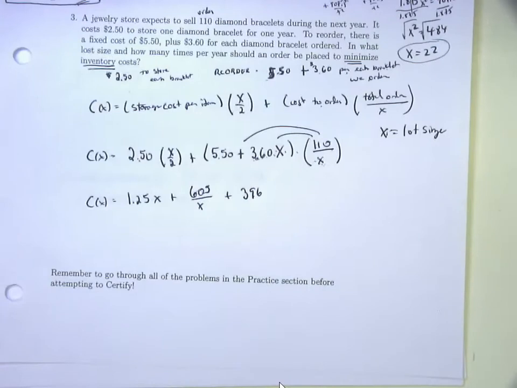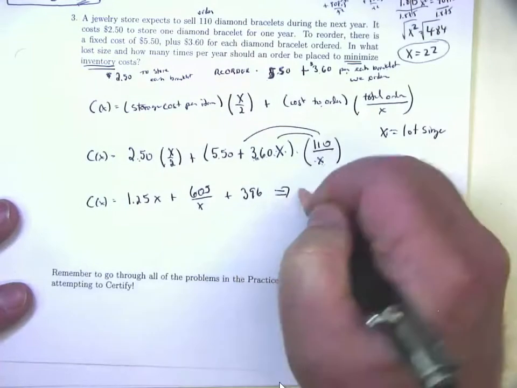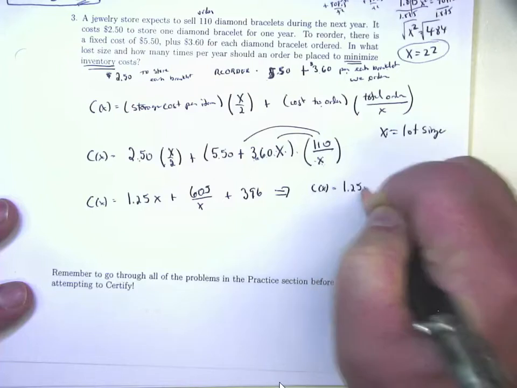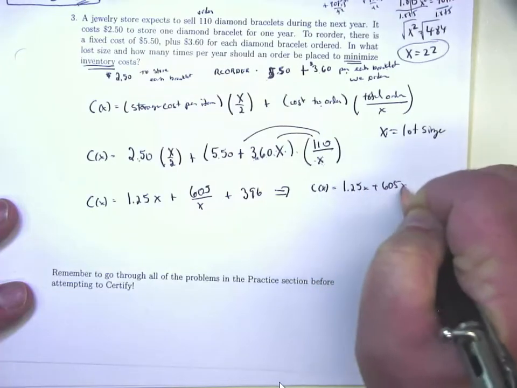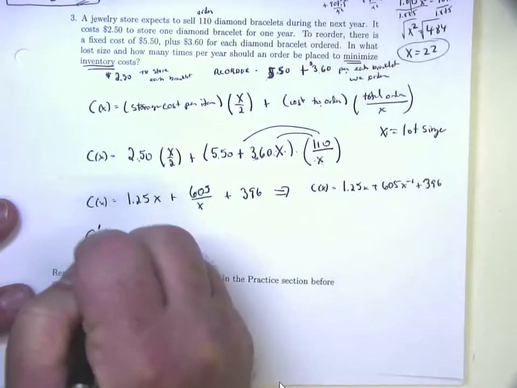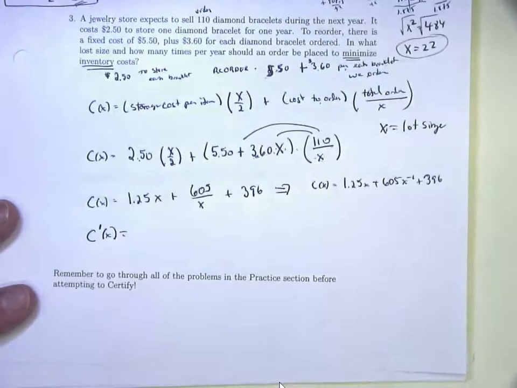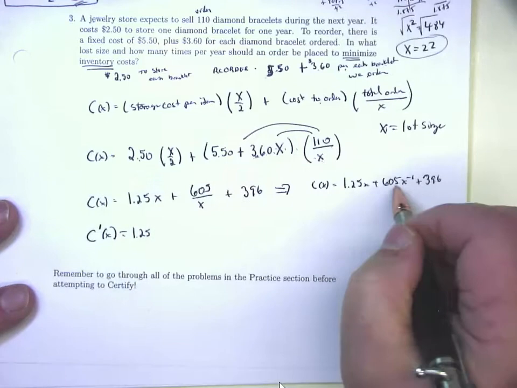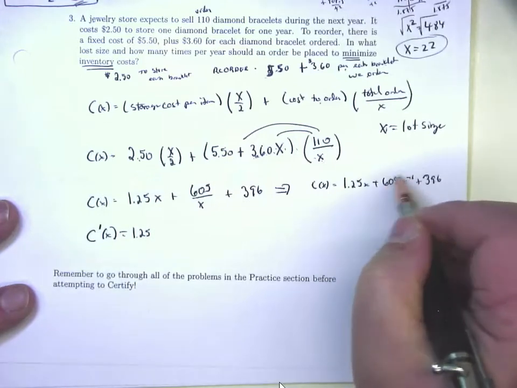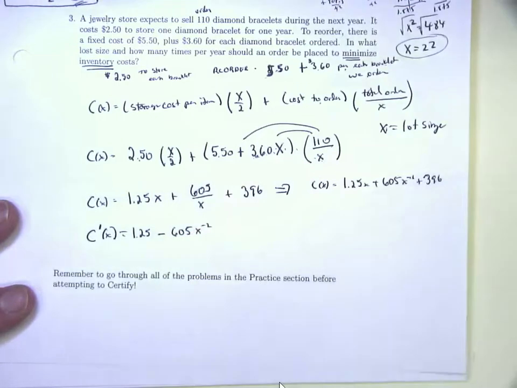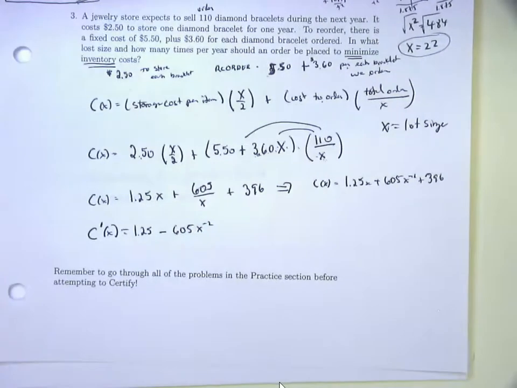But now I'm going to take its derivative, so I'm going to clean it up one more time, because I don't like stuff on the bottom. So C of x is equal to 1.25x plus 605x to the negative 1 plus 396. Now, I'm going to finally get to the calculus, take my derivative. Derivative of 1.25x is 1.25. The derivative of 605x to the negative 1 is negative 1 times 605, minus 605x to the negative 2. And what is the derivative of 396? 0, because it's a constant. We're going to set this equal to 0 and solve.